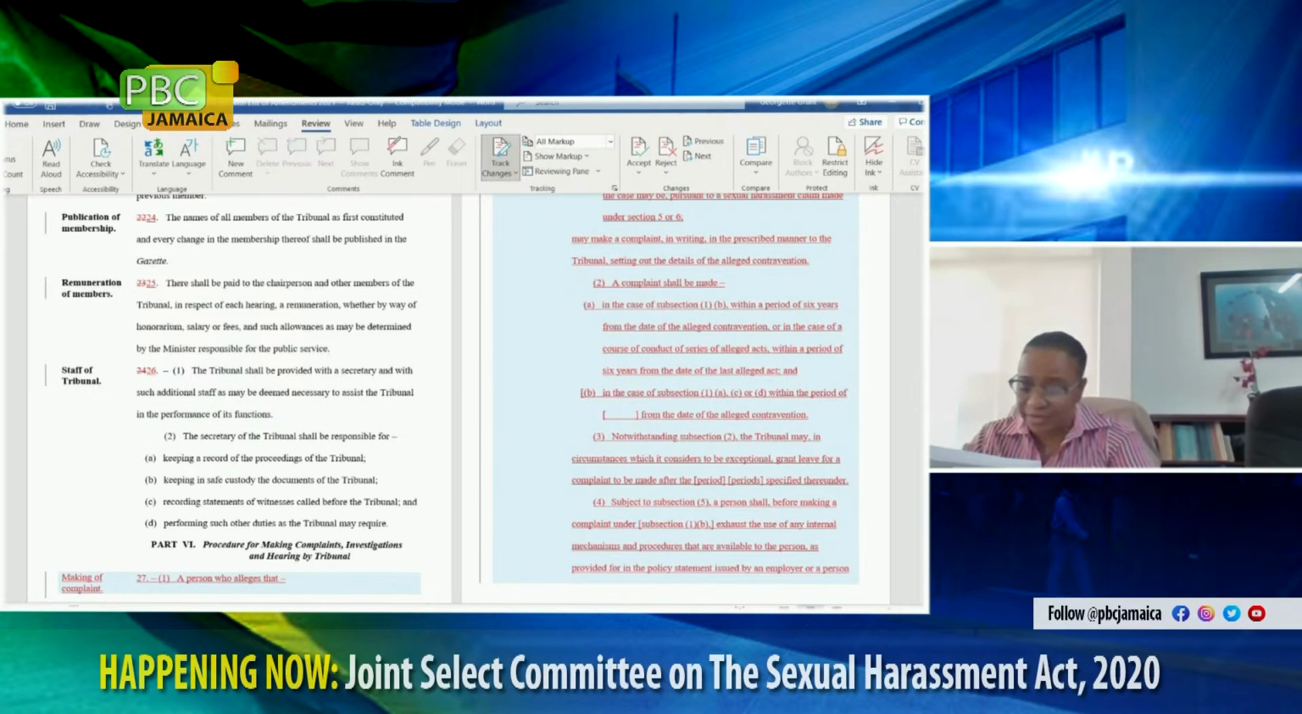So in that light, I would read subclause 2 again. A complaint shall be made A, in the case of subsection 1B, within a period of 6 years from the date of the alleged contravention, or in the case of a course of conduct of series of alleged acts within a period of 6 years from the date of the last alleged act, and B, in the case of subsection 1A, C, or D, within the period of dash from the date of the alleged contravention. So we are going to have to determine how long you are going to give that person to bring that claim if it is not an actual sexual harassment claim as set out in paragraph B.